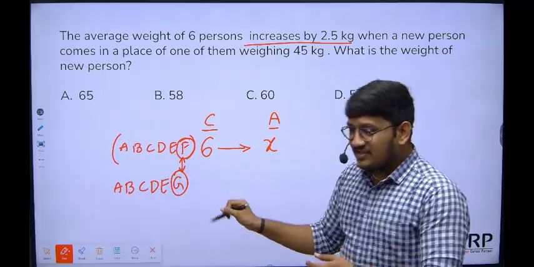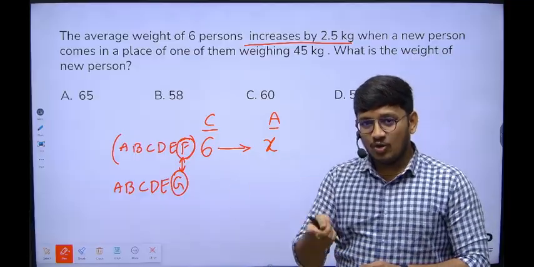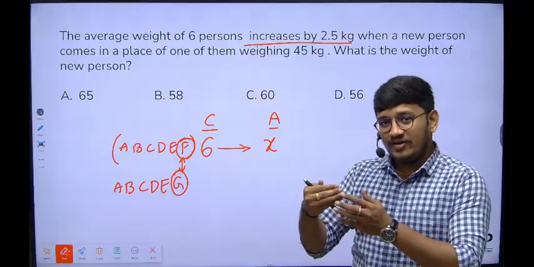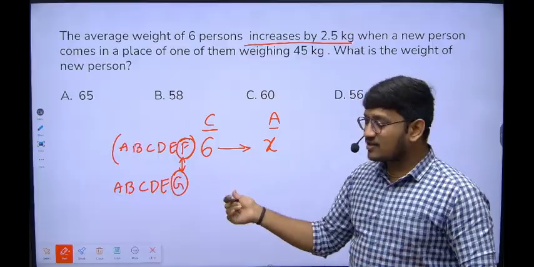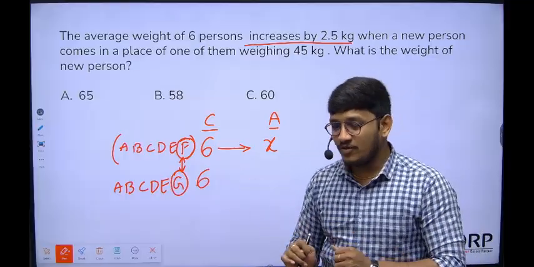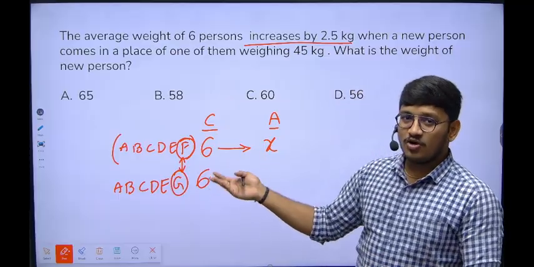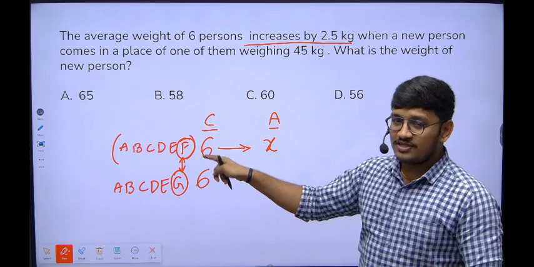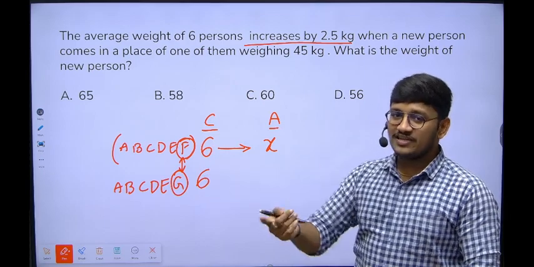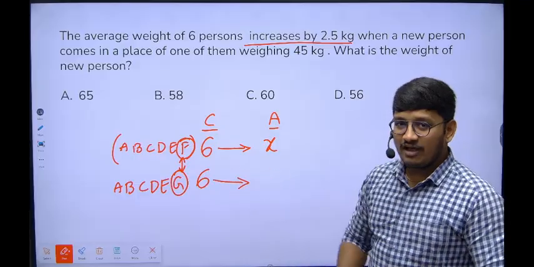So now is there any change in the count? No, because if one person is added, the count will increase. If one person is removed, the count will decrease. If one person is replaced, the count will not change. That is the biggest advantage we have in replacement problems. Why? If the count does not change, there is no need to take the difference, because the difference is 0, and 0 multiplied with any value will be 0, right? That's the reason. So what about the average here?